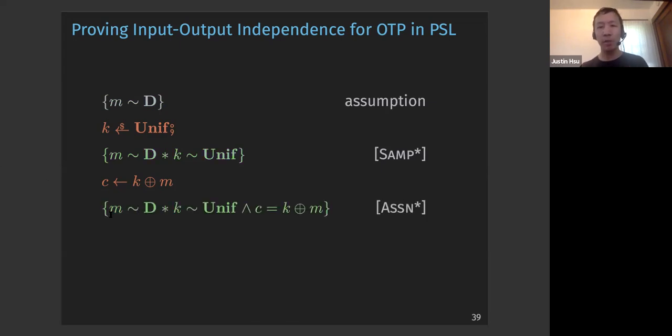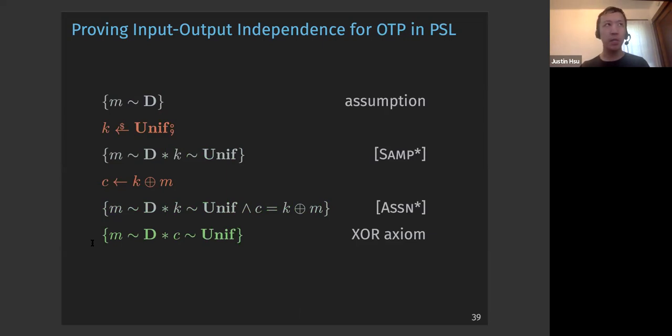By using a global version of the assignment rule, which I didn't have time to show, we can then show that after assigning K XOR M to C, we have this other conjunction, C is equal to K XOR M. And then finally, we can conclude by using this XOR axiom that I briefly mentioned that C is uniform and C is independent of M. And this is what we wanted to show.